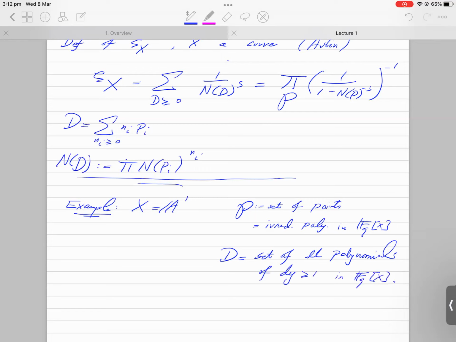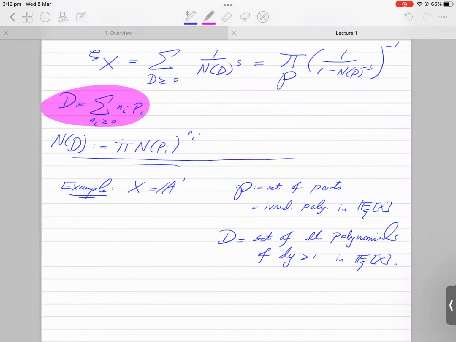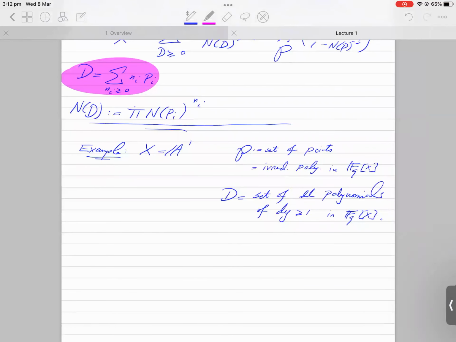Maybe what threw people off is that I've written this D in additive notation, but of course I could also write it in multiplicative notation. Then it would be closer to multiplying polynomials. This is crucial. Any questions about this?